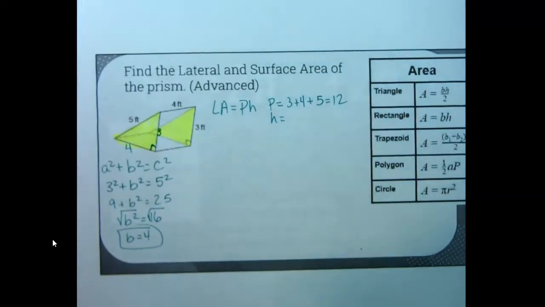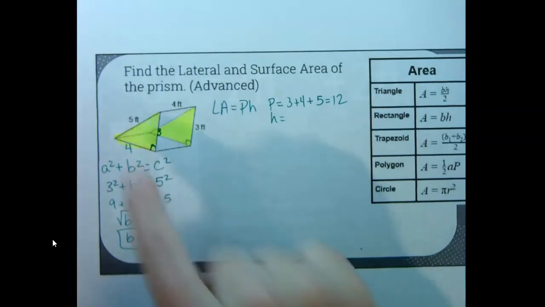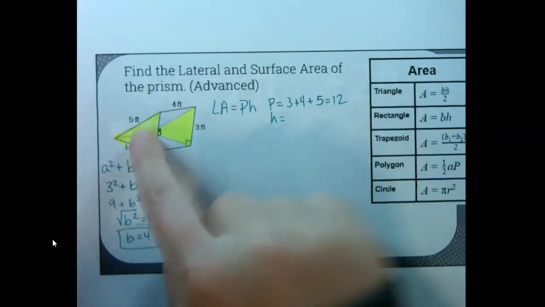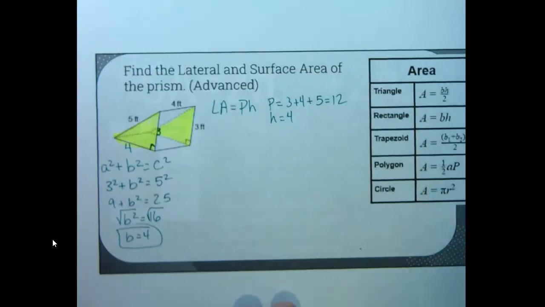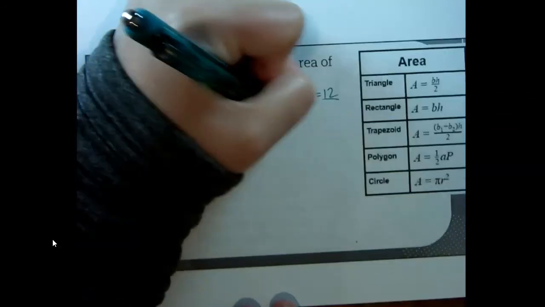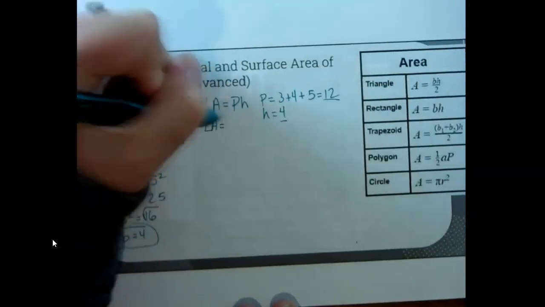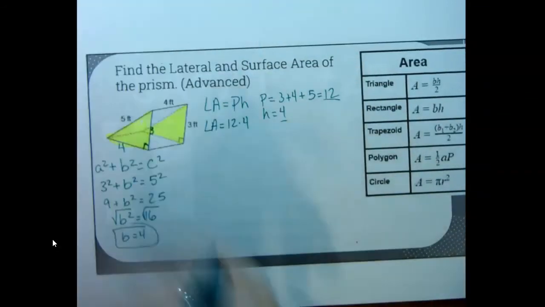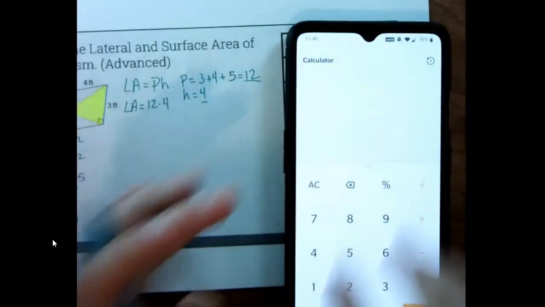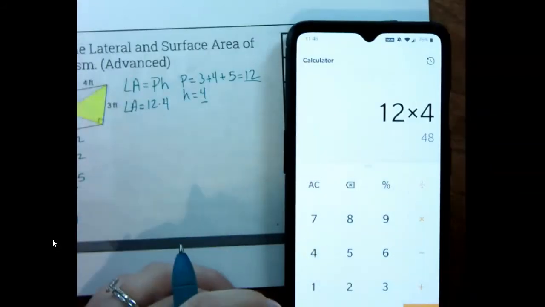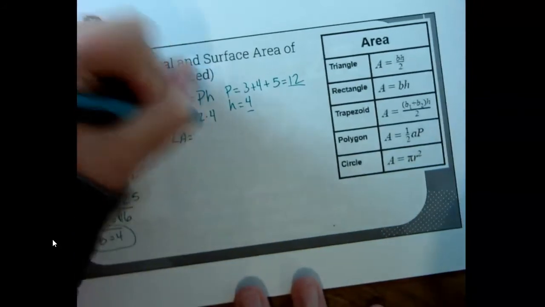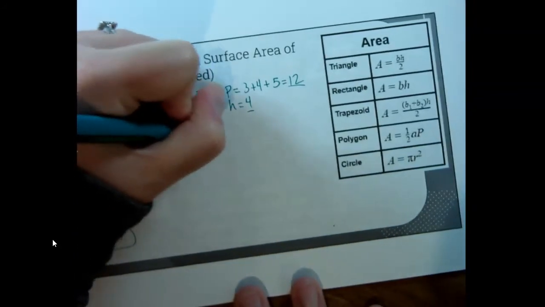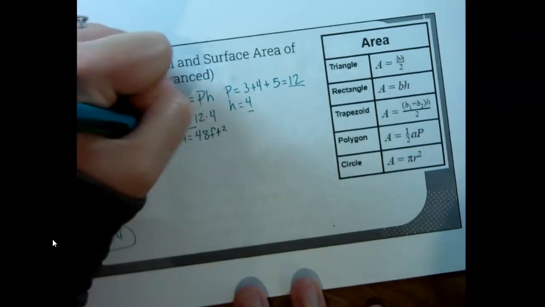And then we need the height, which remember is how far apart are the bases. That's one reason I highlight that I've got a base over here, and they're 4 units apart. Okay? And so we can plug these things in, our 12 and our 4. 12 times 4 is going to be 48. So our lateral area is going to be 48 feet squared.